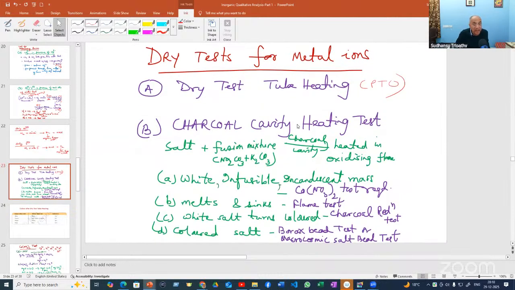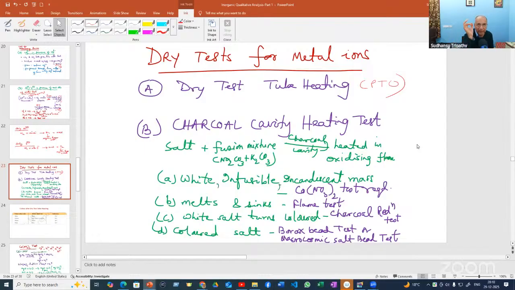Then the charcoal cavity heating test. Now in your book, there is a little bit of confusion. It is talking about the charcoal cavity test, meaning the charcoal reduction test. But the charcoal cavity is used for the cobalt nitrate test as well as the charcoal reduction test. So I have made it simple by calling it the charcoal cavity heating test.